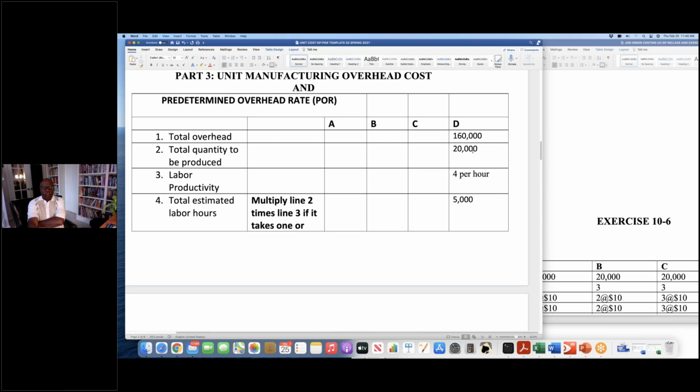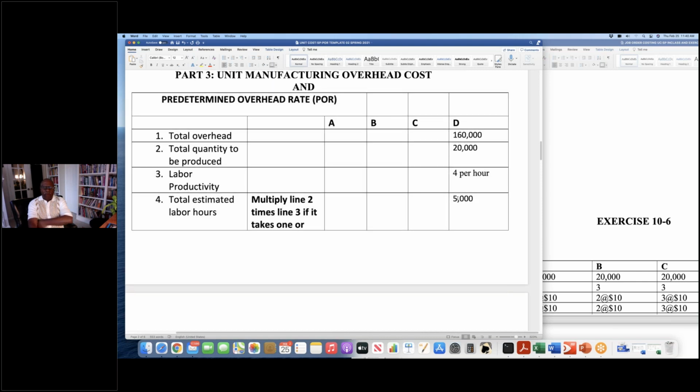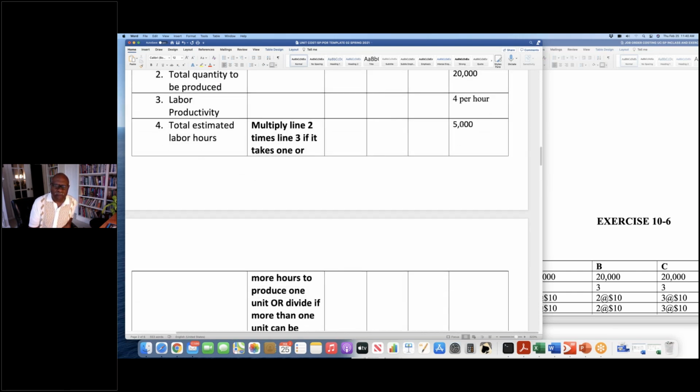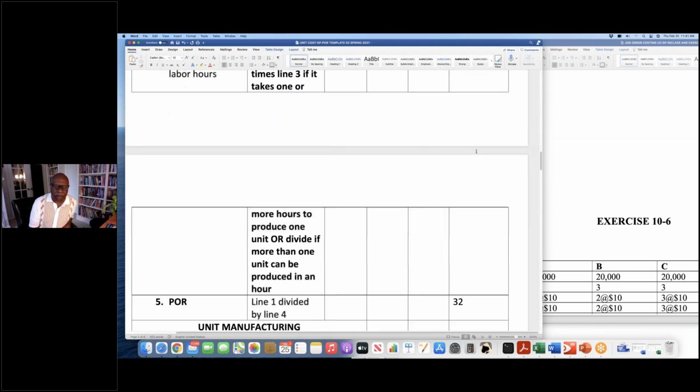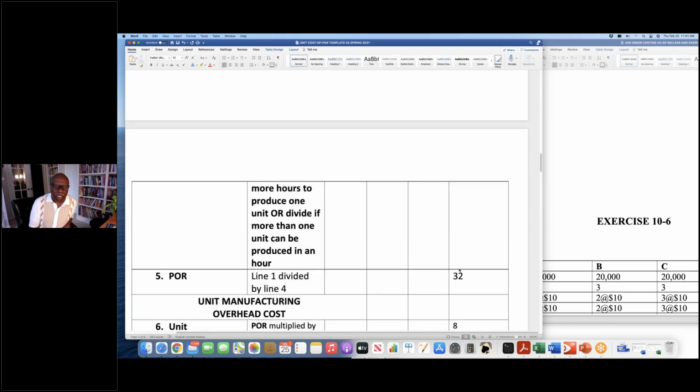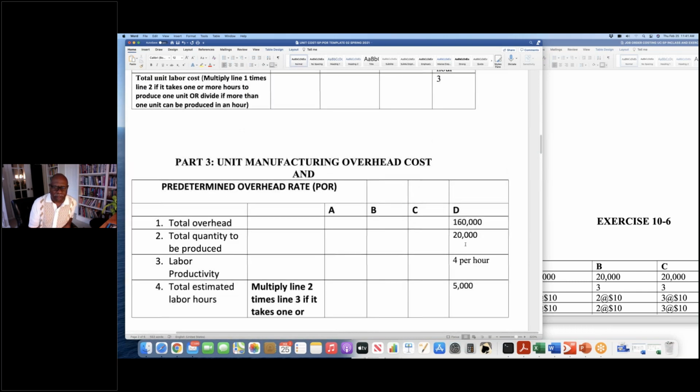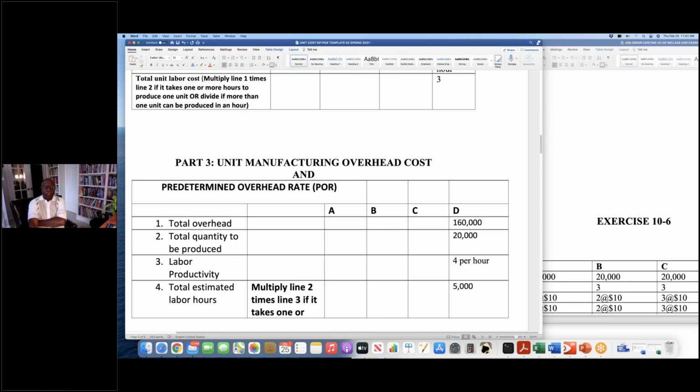You may not make 20,000. Your hours may be off. And so a better measure, when we get ready to make that journal entry, is going to be how many labor hours were involved. So we multiply the actual labor hours times this POR to give us the amount of the estimated overhead for the product that we're selling.